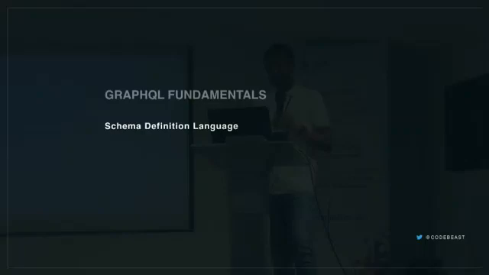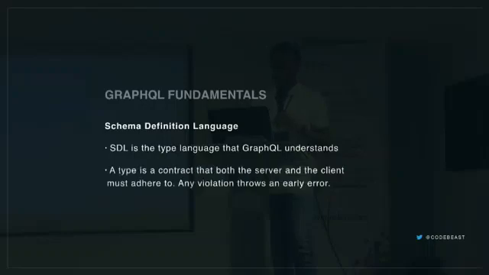GraphQL uses a language called SDL. That's the only way you can have this type system, the type language I was talking about. SDL is basically the language for GraphQL, and it's a type system. It serves as a contract between the server and the client. So whatever the server defines as the type, if the client doesn't adhere to those instructions, an error is thrown.